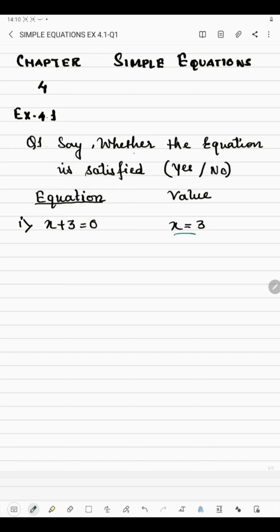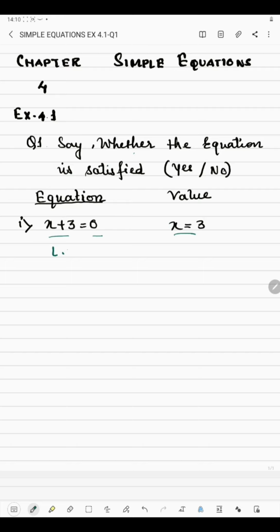or not. So for this we need to put the value of the variable in this equation, and if the value on the left hand side matches with the value on the right hand side, then we can say that the solution of the given equation is this, or we can write that the equation is satisfied. Okay, so we'll start with number 1.